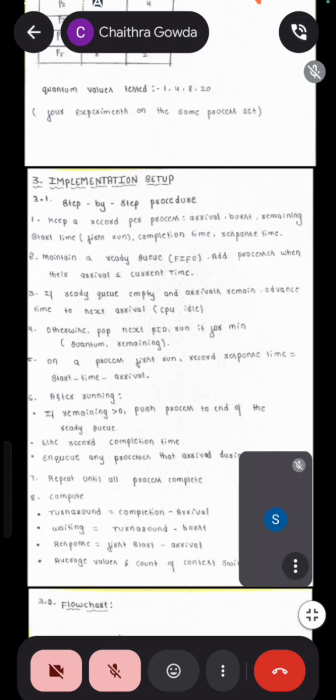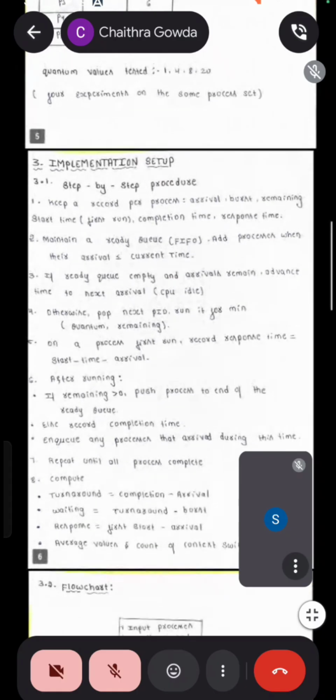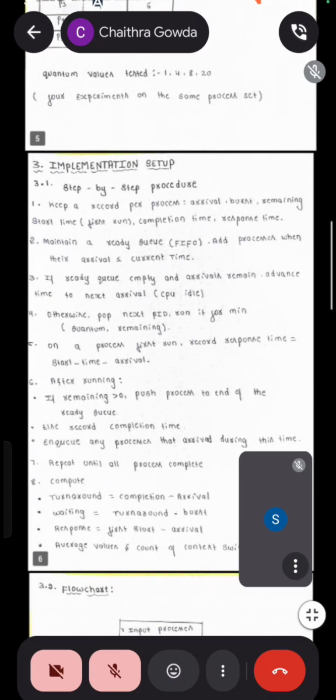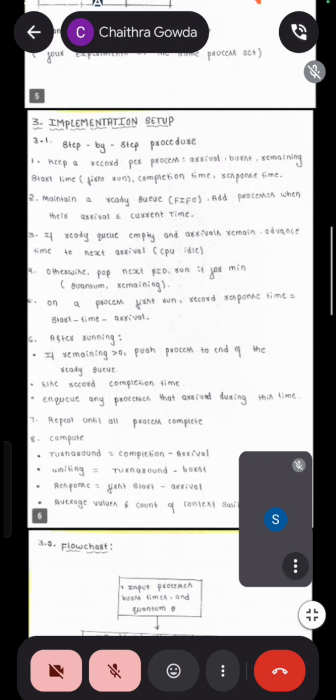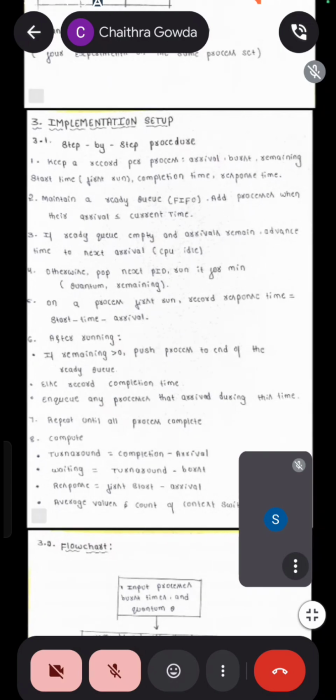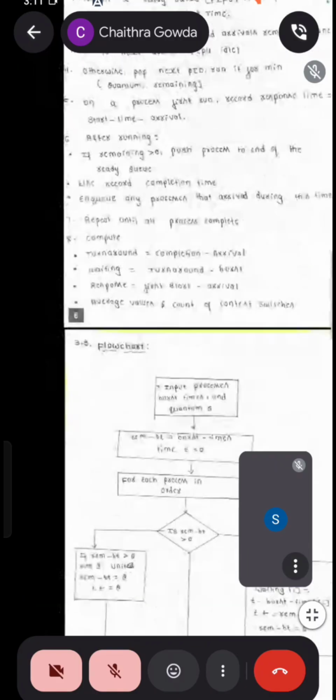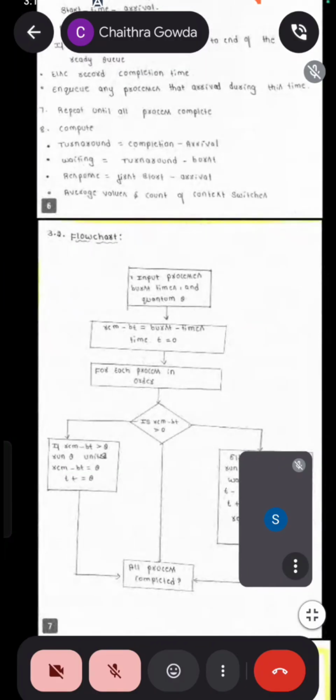Compute turnaround equal to completion minus arrival time. Waiting equal to turnaround minus burst. Response is equal to first start minus arrival. Average the values and count the context switches. This is the flow chart of this topic.